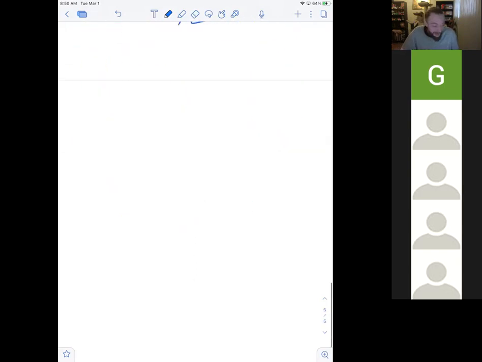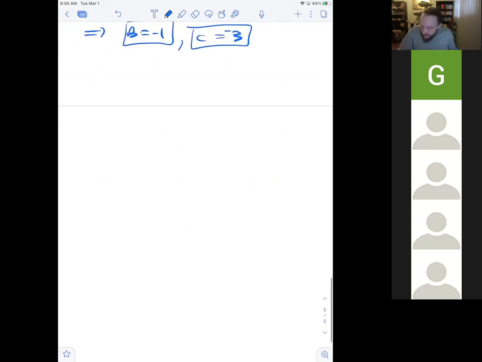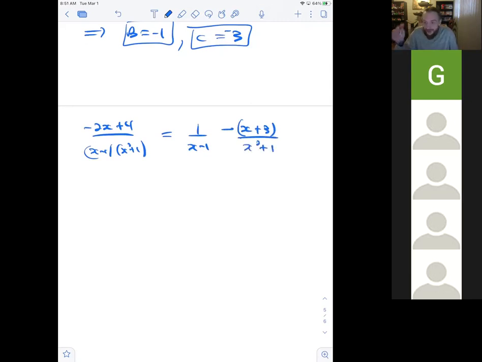Therefore, what that tells us is (-2x plus 4) over (x minus 1) times (x squared plus 1) is equal to 1 over x minus 1, and then minus (x plus 3) over (x squared plus 1). We have a negative in both terms. I just factored the negative out.